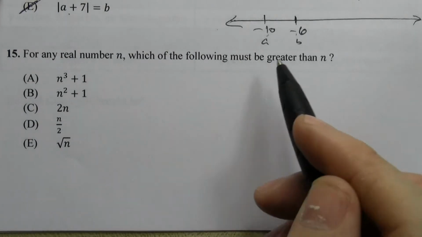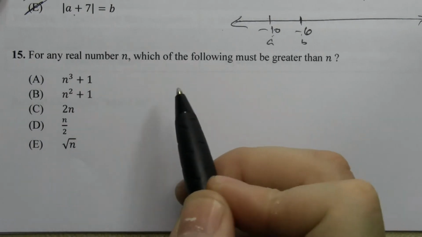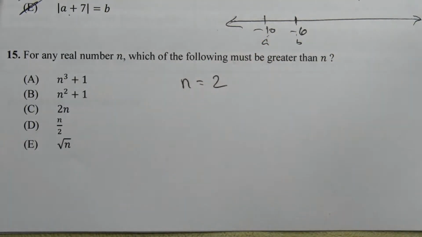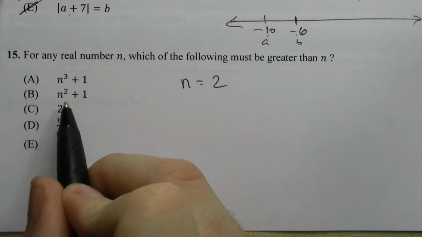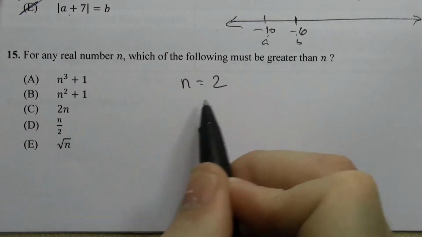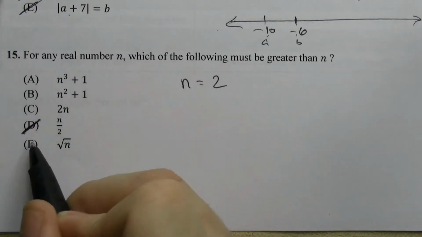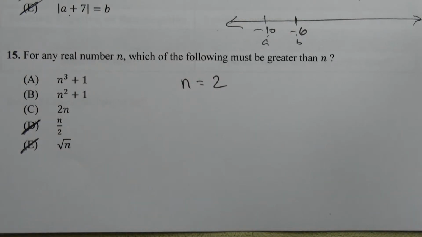Again, we have a must be, so again, we're looking for exceptions. Any real number n, which of the following must be greater than n? Let's try n equals 2 to get started. That's going to be 9, that's greater than 2. That's going to be 5. It's going to be 4. What's going to be 1? Well, that's out. And the square root of 2 is 1.4. That's less than 2, right?